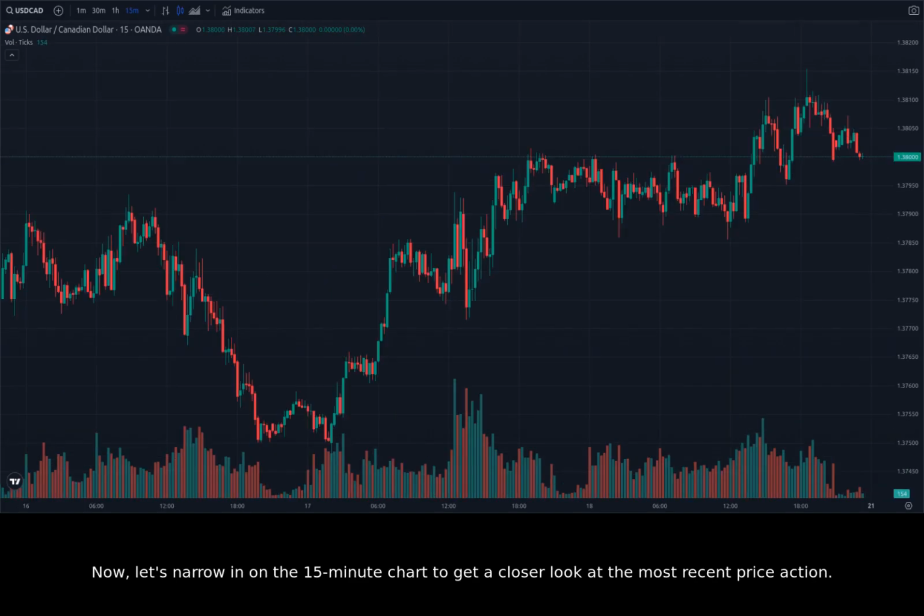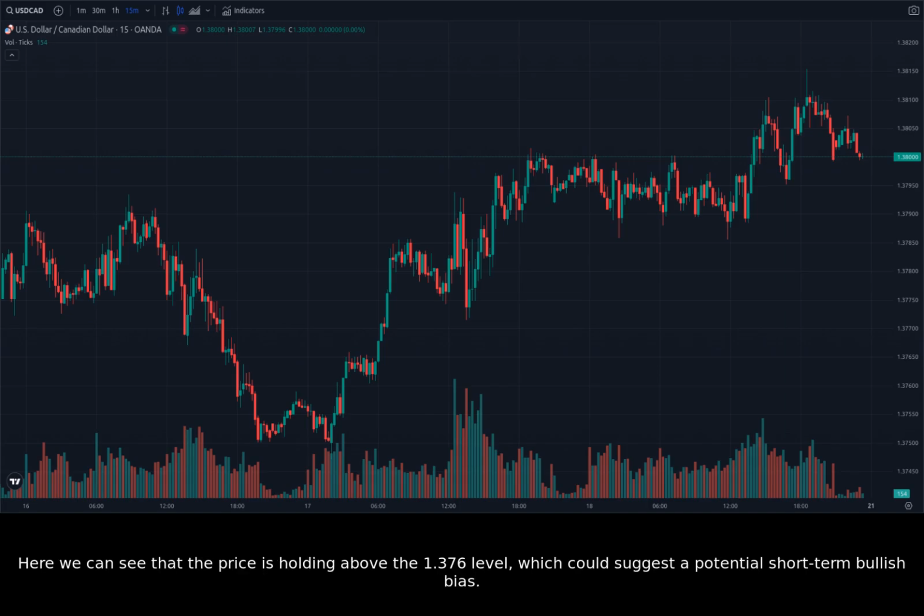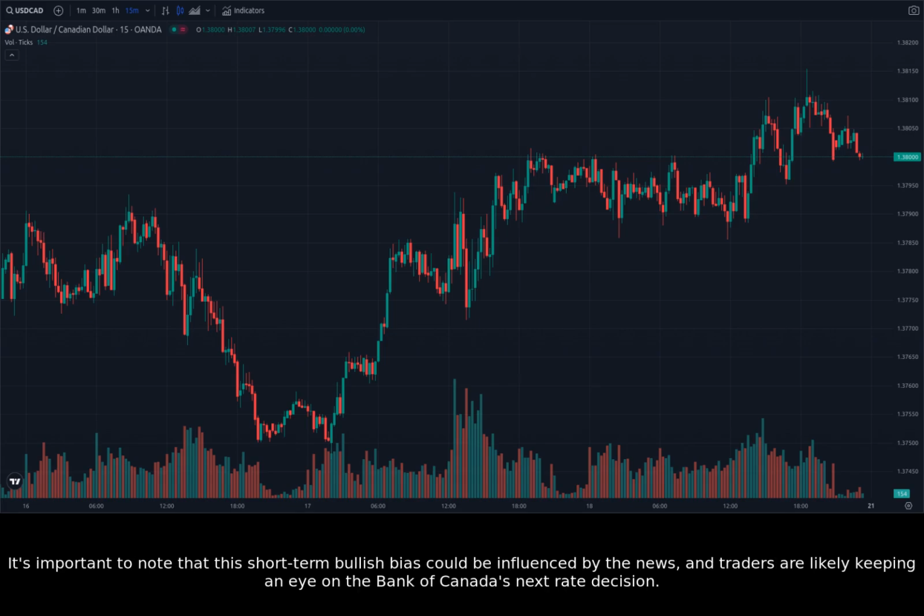Now, let's narrow in on the 15-minute chart to get a closer look at the most recent price action. Here we can see that the price is holding above the 1.376 level, which could suggest a potential short-term bullish bias. It's important to note that this short-term bullish bias could be influenced by the news, and traders are likely keeping an eye on the Bank of Canada's next rate decision.